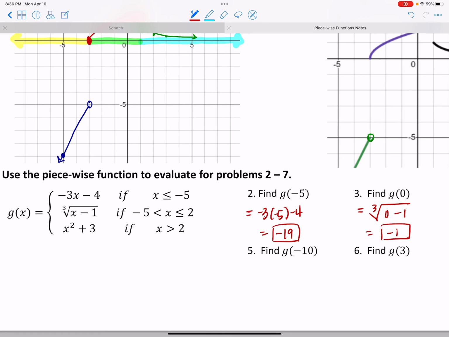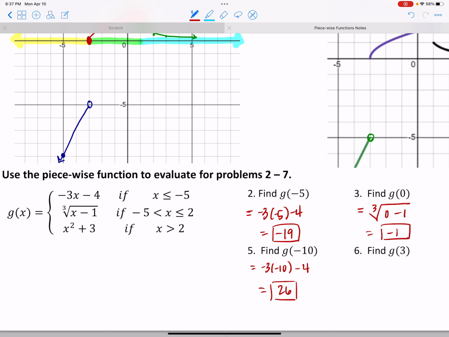And then g of -10. So -10 is definitely less than -5. So we're going to plug into that linear function again. So this would be -3 times -10 minus 4. That's a +30 minus 4, which would be 26.